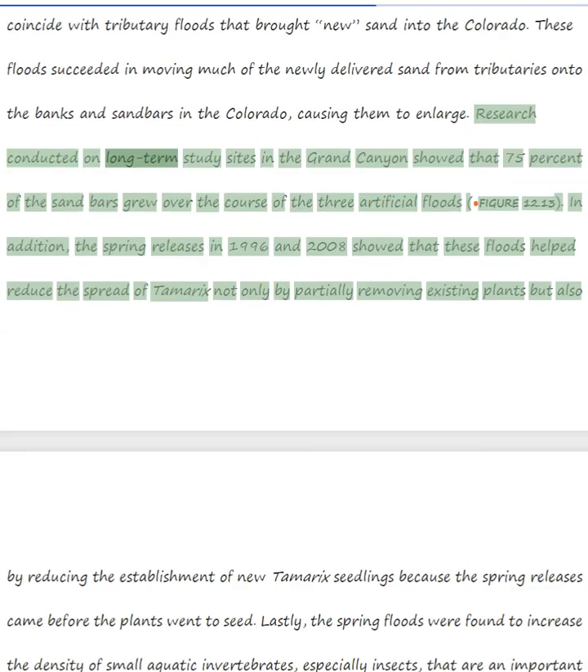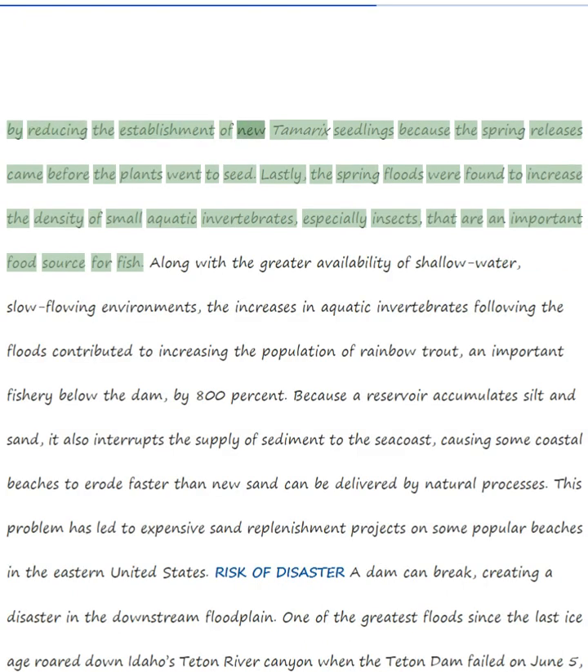Research conducted on long-term study sites in the Grand Canyon showed that 75% of the sandbars grew over the course of the 3 artificial floods. In addition, the spring releases in 1996 and 2008 showed that these floods helped reduce the spread of tamarix not only by partially removing existing plants but also by reducing the establishment of new tamarix seedlings because the spring releases came before the plants went to seed.